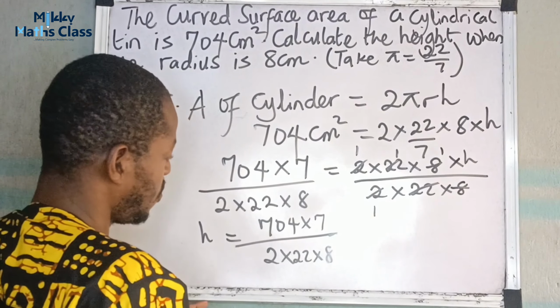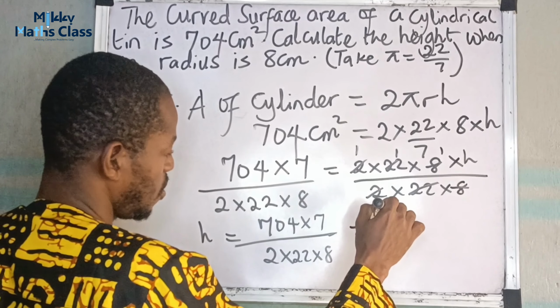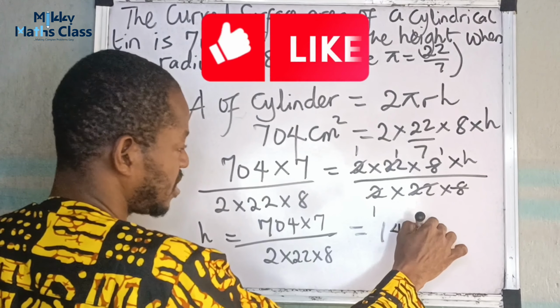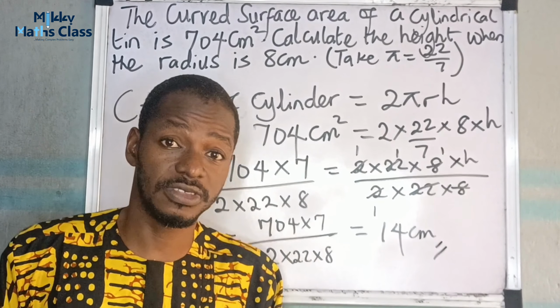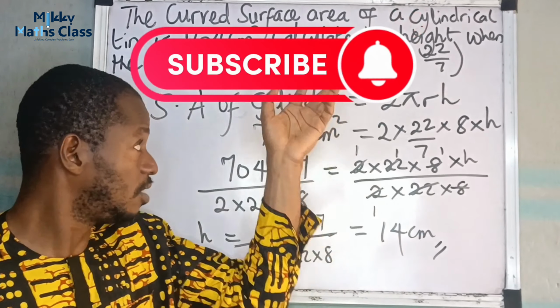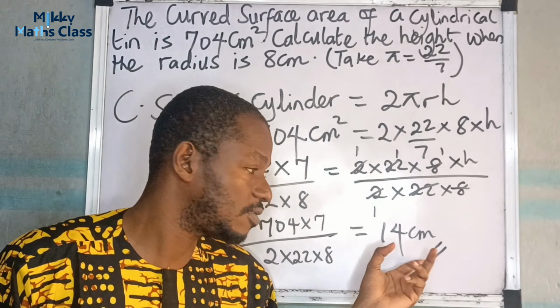So this will give us 14 centimeters. So the height is 14 centimeters. The height of the cylindrical thing is 14 centimeters.